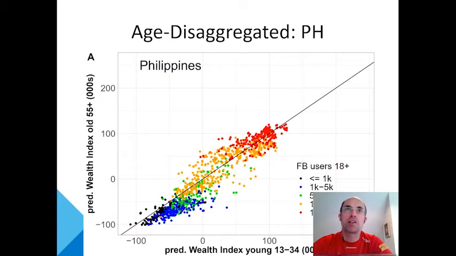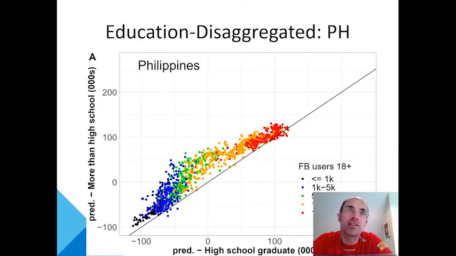And last but not least, if you look at the self-declared education level, people who have higher than high school are predicted to do better, or have more wealth, basically in all parts of the Philippines, which again makes sense. So that's a clear pattern, and so this seems reasonable to say.